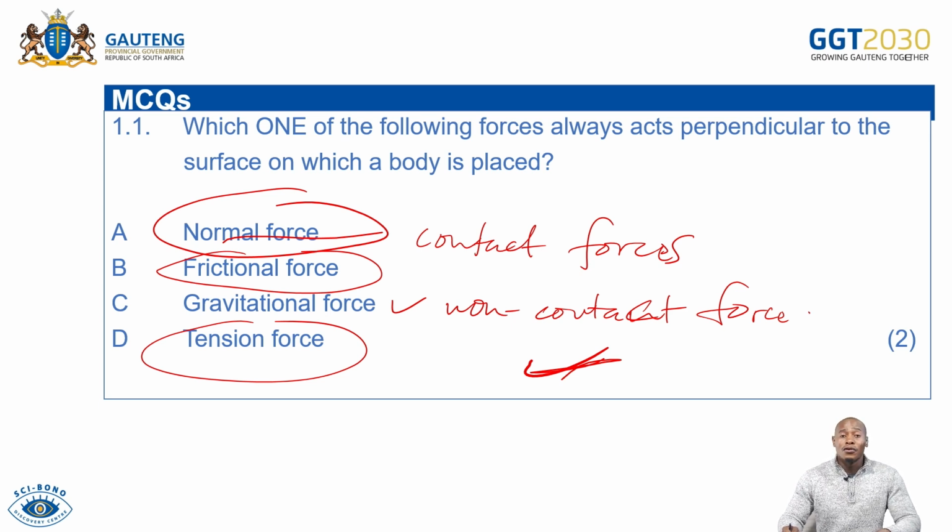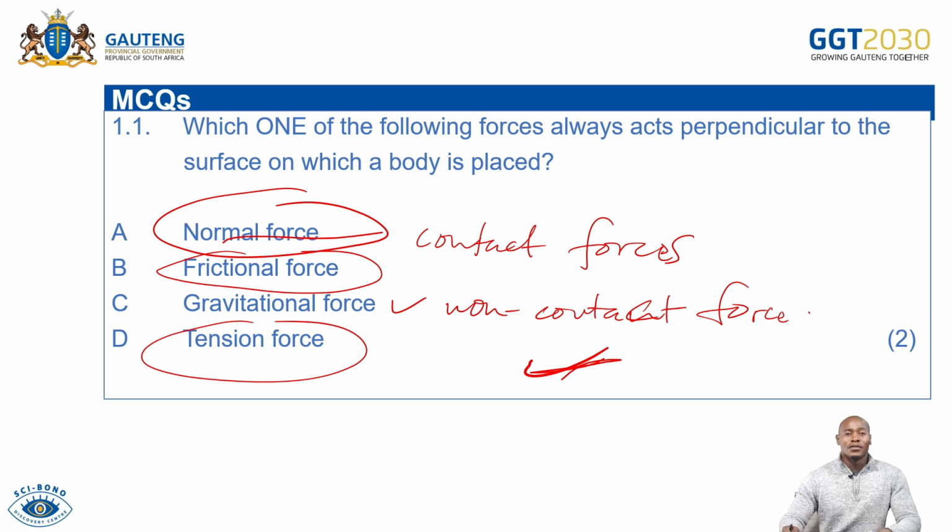Then you move to frictional force. So the frictional force, that is the force that opposes the motion of an object, and it always acts parallel to the surface. Please, learners, let's be careful when it comes to frictional force. It is not the force that opposes the force applied. It is the force that opposes the motion of an object.